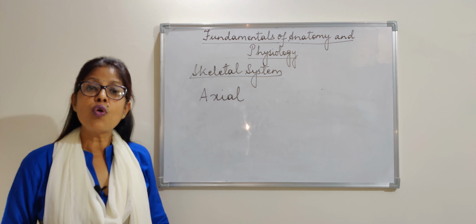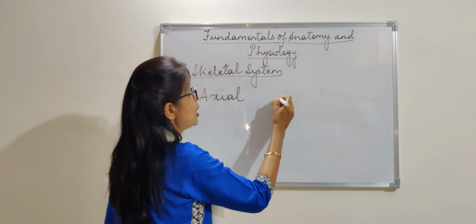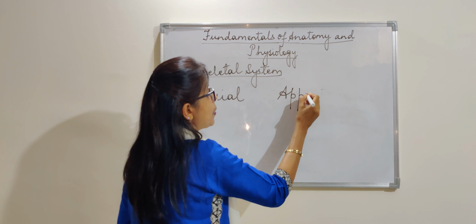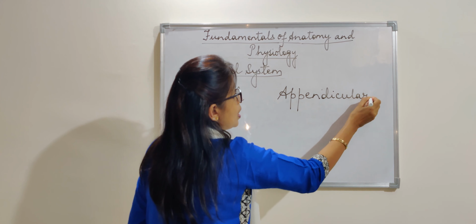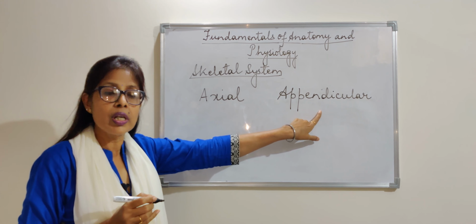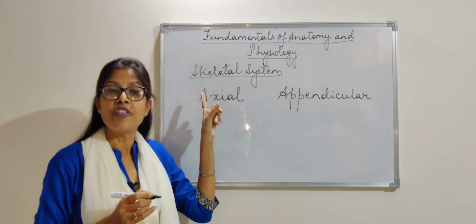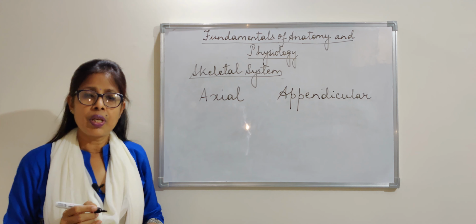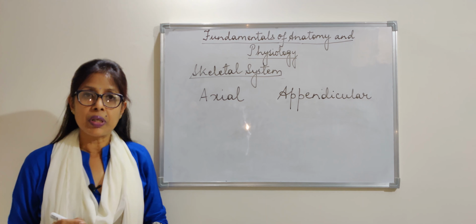And the four limbs, that is the upper limbs and the lower limbs, they come under the appendicular skeletal system. So in appendicular you find only the four limbs, your hands and legs, and in axial the rest of the bones. Now these bones are very important in the life of a human being.